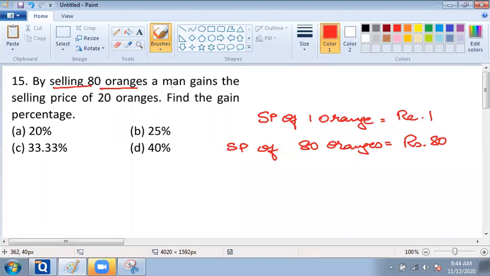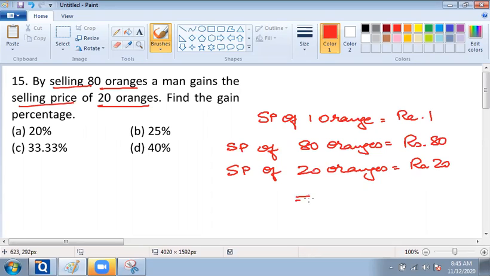Now, it is given that by selling 80 oranges, a man gains the selling price of 20 oranges. So, what is the selling price of 20 oranges? That is equal to rupees 20, right? And this itself is the gain. We have identified the selling price of 20 oranges is rupees 20, so that itself is the profit. The profit amount corresponds to rupees 20.